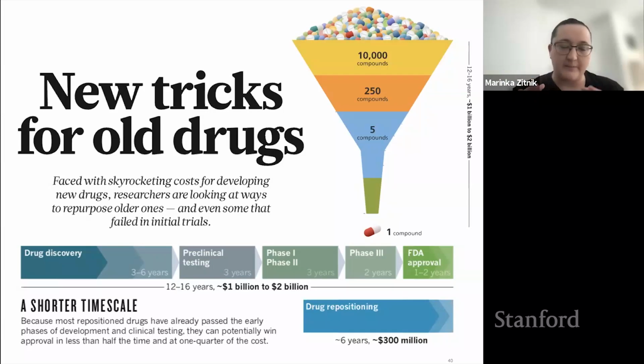Let's now try to unpack and define the problem of drug repurposing first, and then describe our technical approach for this problem. So as I mentioned, the discovery and development of a new drug from scratch is a very lengthy and resource-intensive process. It on average takes more than a decade, and it costs $1 to $2 billion to design a new drug from scratch. And so, faced with these skyrocketing costs for developing new drugs, researchers are looking at ways to repurpose older ones, to essentially take drugs that are already on the market and ask, are there any other kinds of diseases that those drugs might be effective in? And that is a very appealing strategy because it would be much shorter and potentially much more effective.